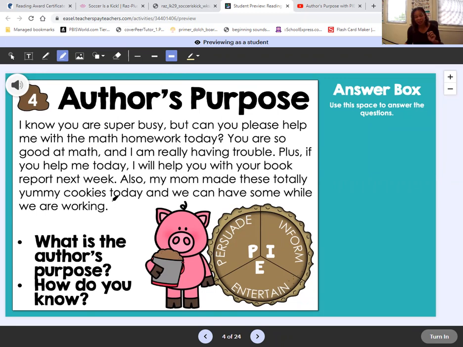So the first detail that stood out to me was the fact that the person's mom made cookies, and if you come while we're working, you can have some cookies. So what is this author trying to get the reader to do? Okay, what do you think? I hope that you thought that he's trying to persuade the reader. He's trying to convince the reader of something. So did you get those right?